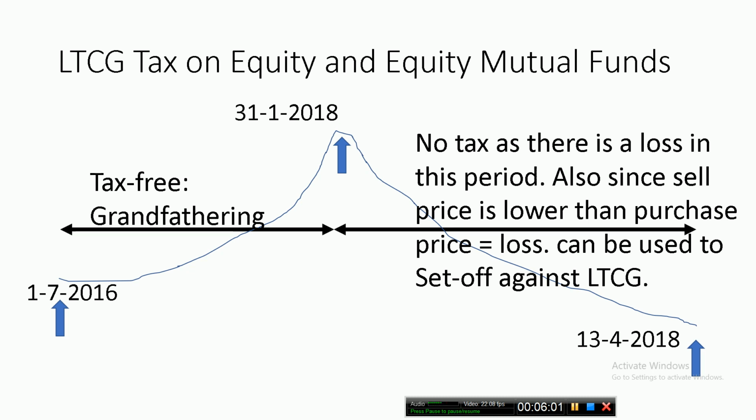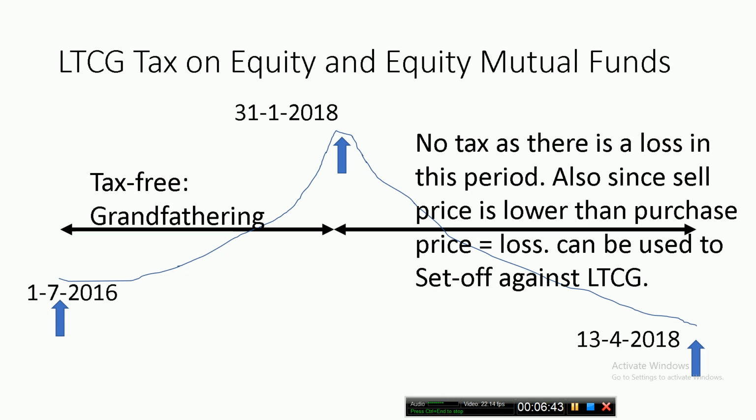This loss can be offset or deducted from any other long-term capital gains that you have incurred in that financial year, or if you do not have any long-term capital gains in the present financial year, that is 2018-19, you can carry forward this loss for the next 8 financial years and set it off whenever you want. But if you want to carry forward such a loss, you will have to report it every year in the income tax returns. So those are the 3 situations in which you have LTCG taxation.